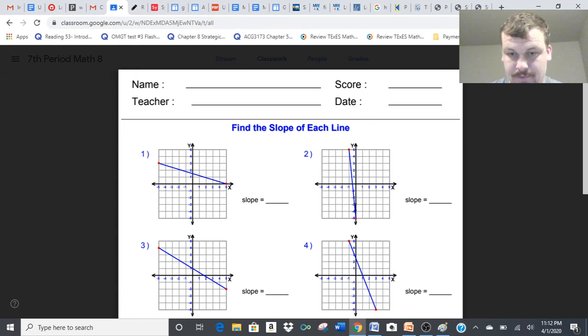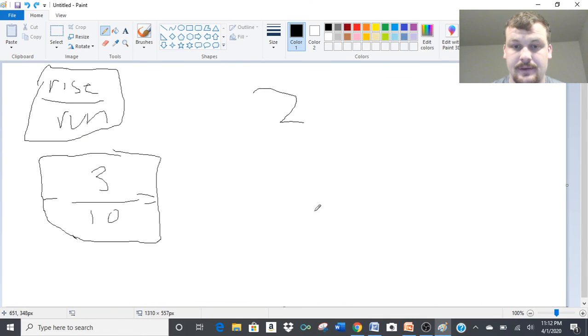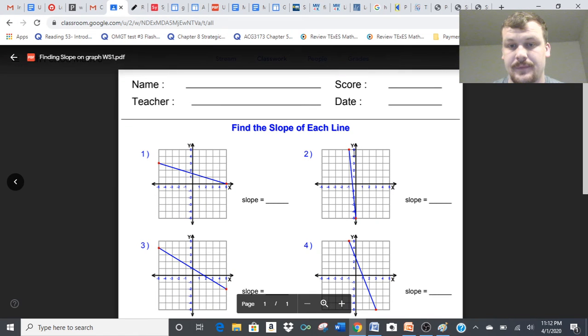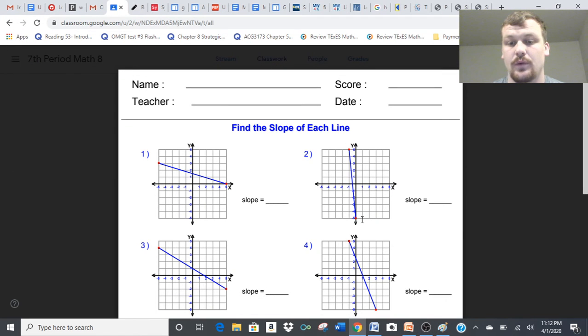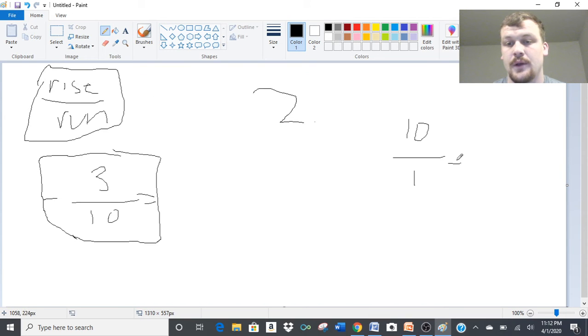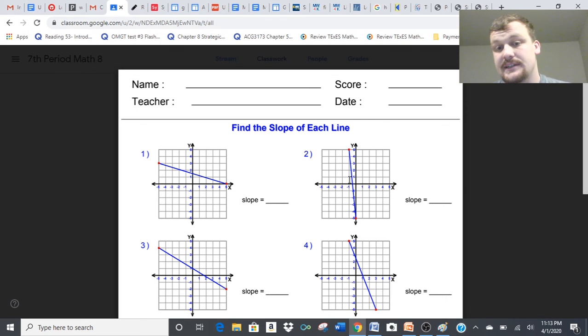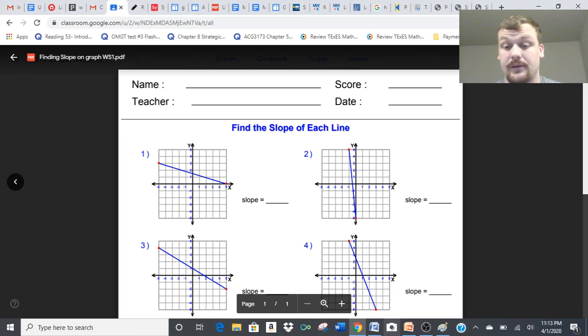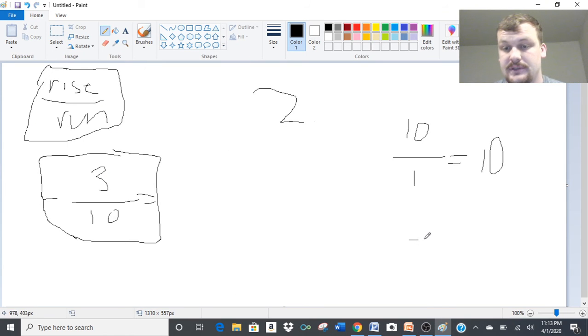So we're going to go 1, 2, 3, 4, 5, 6, 7, 8, 9, 10. So our rise for number 2 is 10. And our run is just basically how much over it is. So 1. So there's 10 over 1, which equals 10 divided by 1 is simply 10. So the slope is 10, but remember, now we have to check and see if it's a positive or a negative. So this is downhill. It'd be like a really steep downhill, but it's still downhill. So the slope is negative 10 for this one.